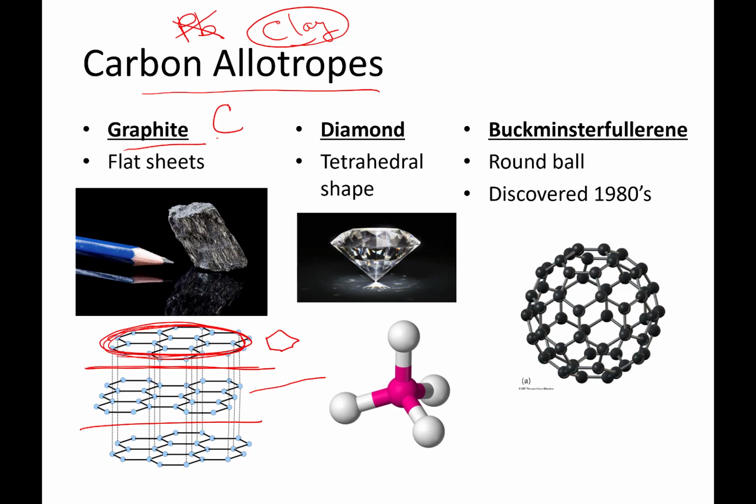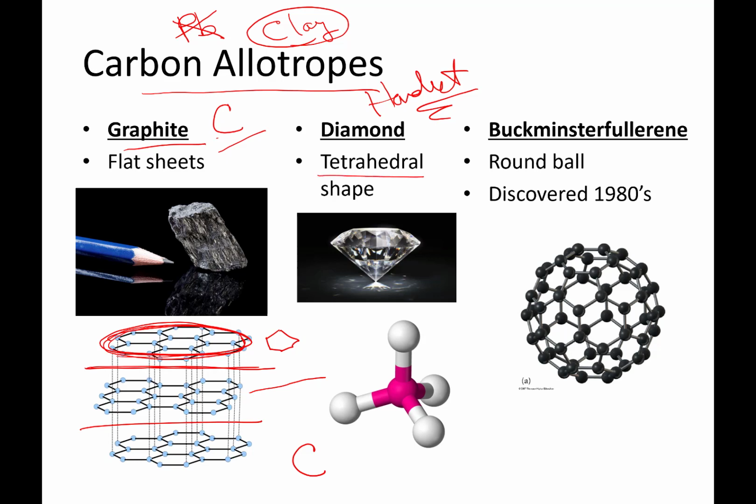Now, a totally different form or allotrope of carbon is diamond. Diamond is one of the hardest naturally occurring crystalline substances that we have. Same atoms. The chemical formula for graphite is C. The chemical formula for diamond is C. But what's the difference? Well, the difference is how the atoms are put together.